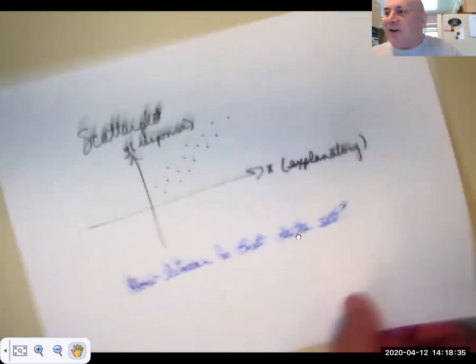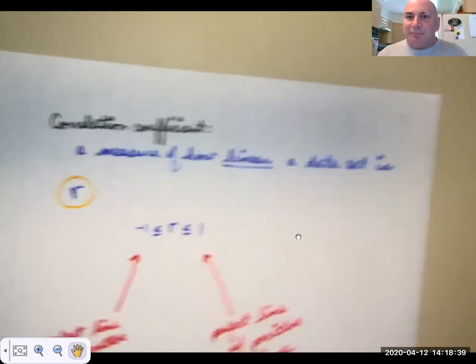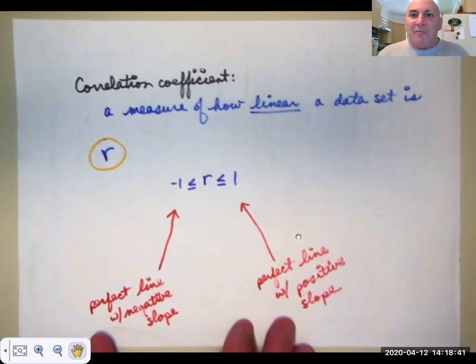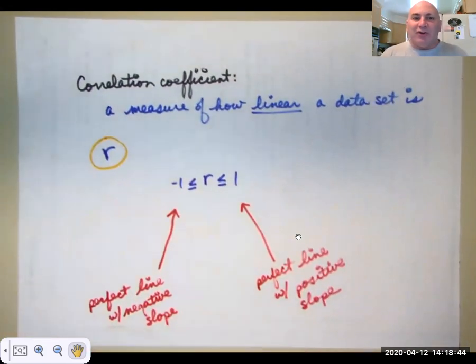How might we measure how linear a data set is? We need some number. We need some value, because we can't just eyeball it. You might look at a data set and say, I think it's very linear, and I would look at it and say, you're a cuckoo bird. So we need a number, and that number is called the correlation coefficient, and we use the lowercase r to represent a correlation coefficient. And r is a measure of how linear a data set is.